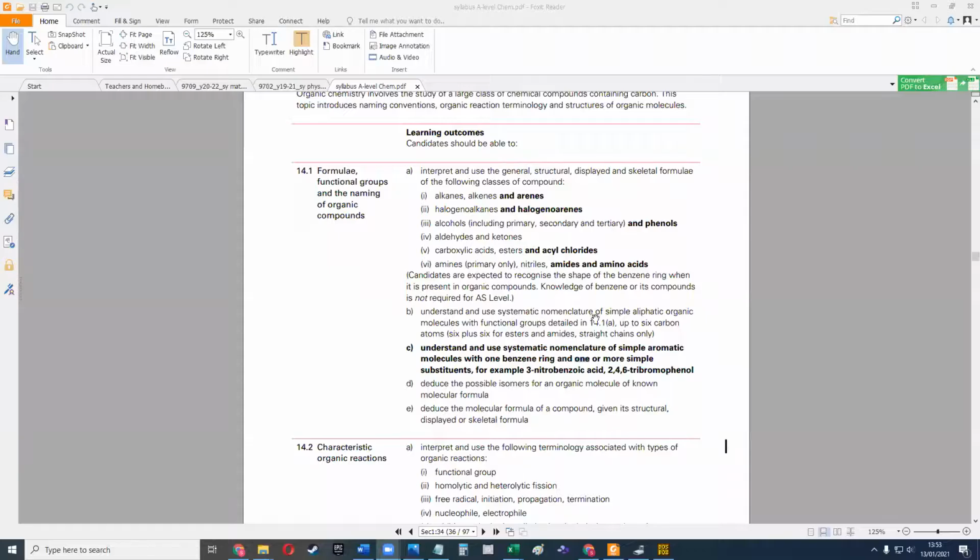So let's say here we have this one. Understand and use systematic nomenclature for simple aromatics with 1 benzene ring and more substituents, 3-nitrobenzoic acid. How are we going to sketch that? As usual, we are going to read them from the back. This is initially a benzoic acid. So a benzoic acid, we have it here with COOH. This is a benzoic acid.